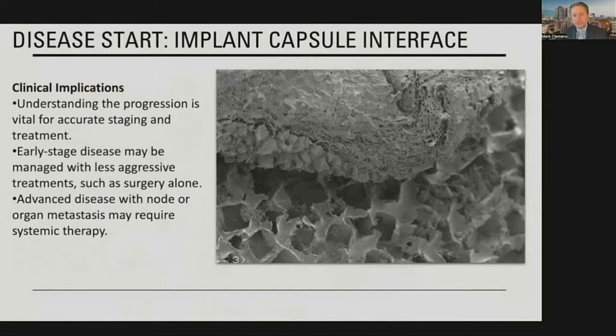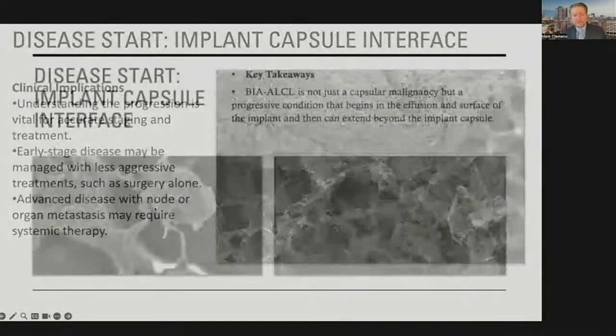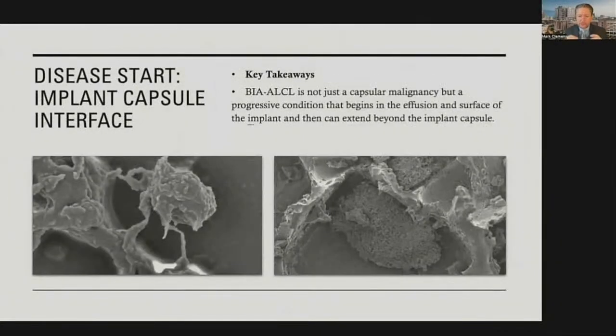Now, I wanted to show some pictures just demonstrating where the disease begins. It begins at that implant capsule interface. And in this picture, you can see the scar capsule is reflected upwards, and we see the breast implant surface, that textured surface on the bottom. And it's on that textured surface that the cells begin to grow. And that's the earliest beginnings of the progression of the disease. If we look in these pictures, we've zoomed in on the surface of that breast implant, and we can see that the disease does not start in the capsule, but actually on the surface of the breast implant.